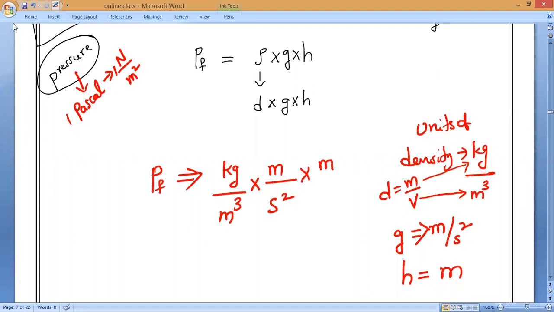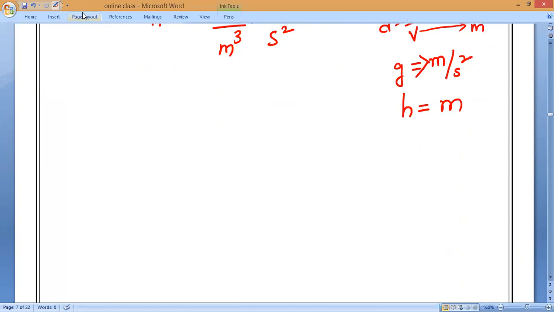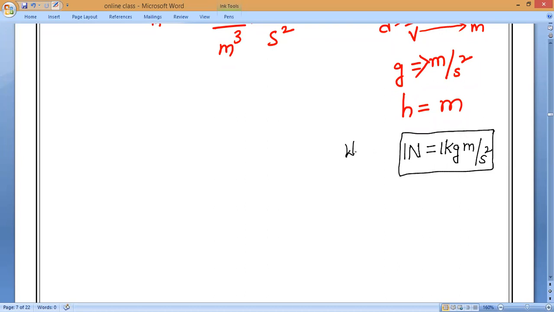Now, can anybody tell me, 1 Newton is equal to how much? Let me see who will say first. Not Newton per meter square; that is not what I am expecting. 1 Newton is equal to 1 kilogram meter per second square. Is it right or wrong? Do all of you know this? That is what you have to remember.